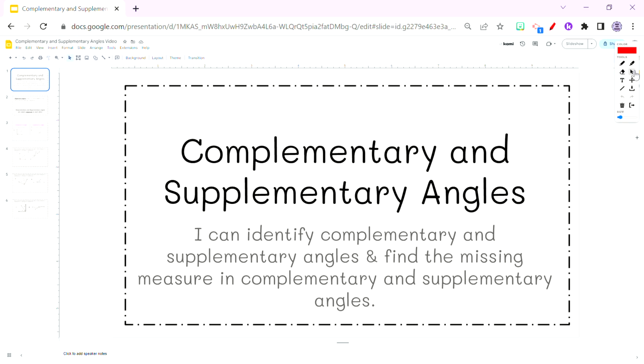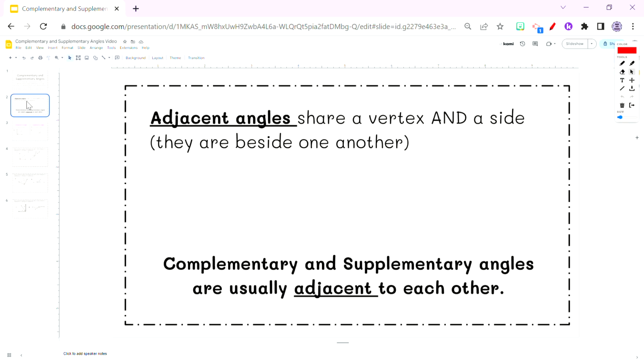First, before we can go over complementary and supplementary angles, we need to go over adjacent angles. Okay, so adjacent angles, these are angles that are right next to each other. They share a vertex and a side, okay? So hopefully this sharing a side, you can think of it like they are beside one another. They share the same side.